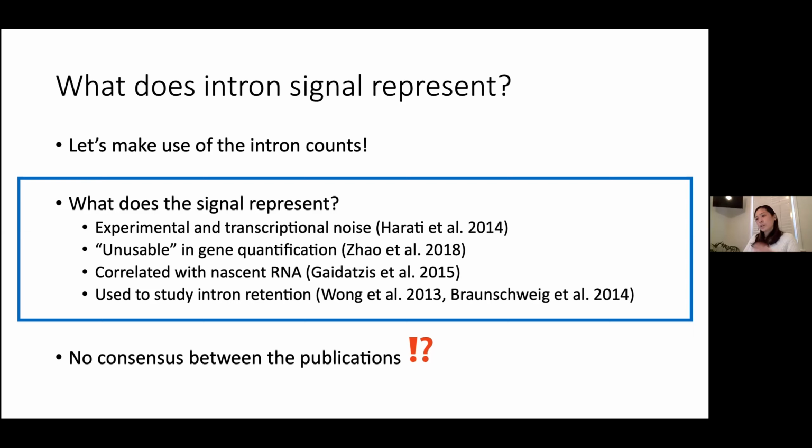On the other hand, the papers that talk about intron retention generally assume that if you're working with poly-A RNA, then you're only getting mature or processed mRNAs. So that again conflicts with the nascent RNA study. So, there was no consensus between the publications, and I went back to square one and didn't really know what to do with that.